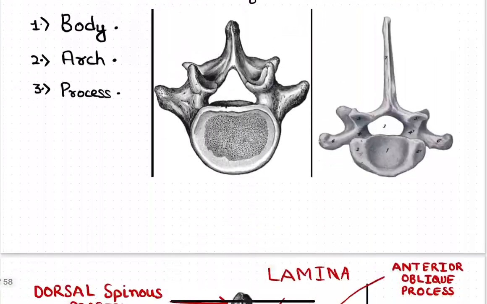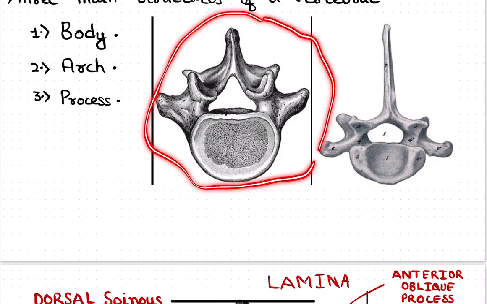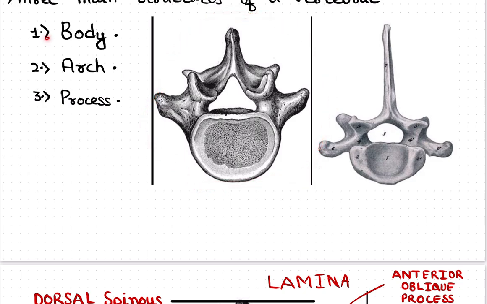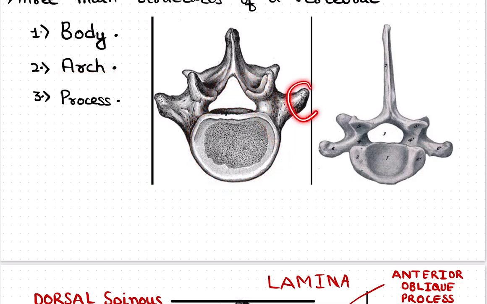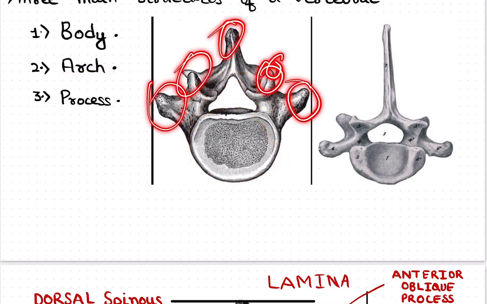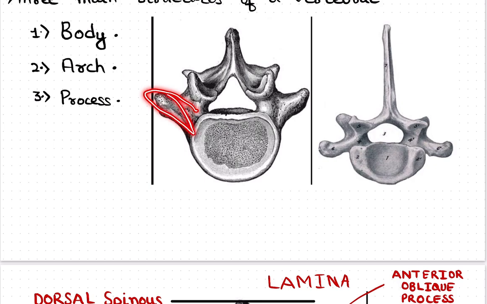Now a typical vertebra looks like this. A typical vertebra has three structures: body, this is the body region, arc, this thing is the arc region, and all these structures constitute processes. Now, what are these processes? Processes are the projections from a tissue, or outgrowths of a tissue.